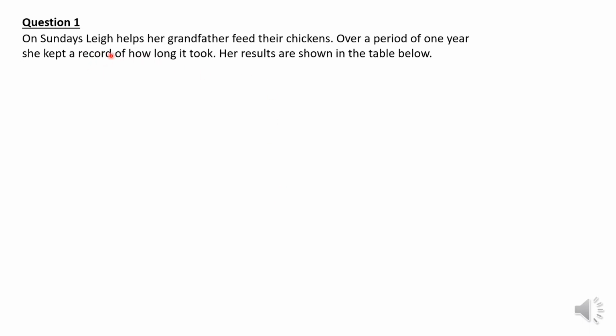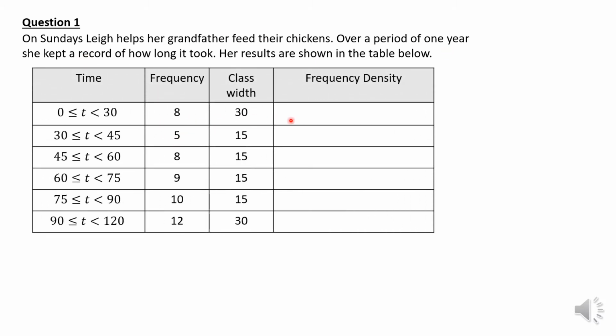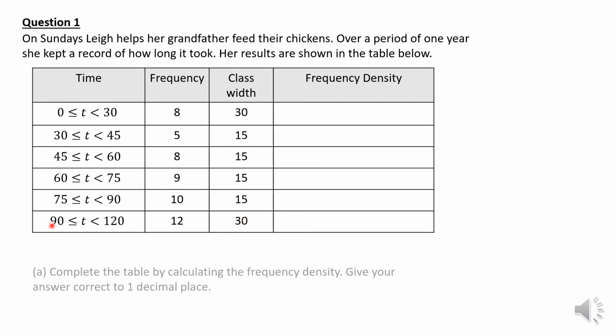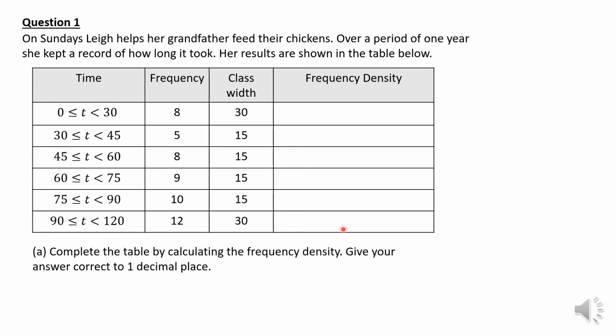It says, on Sundays, Lei helps her grandfather feed their chickens over a period of 1 year. She kept a record of how long it took, and she recorded the results below. So as you can see, between 0 and 30, about 8 times. And they also included the class width, because if you take 30 minus 0, you get 30. And here you can see the class width will be 15, and the class width will be 15, and so on. And the last one, the class width is 30. That's 120 minus 90. So the question will ask us to complete the table by calculating the frequency density.